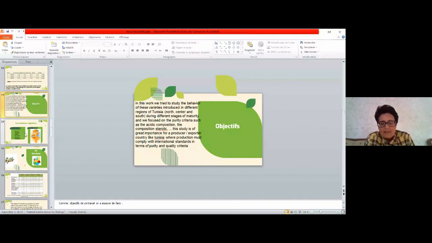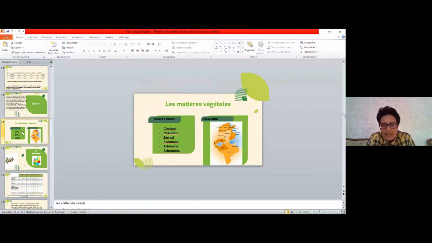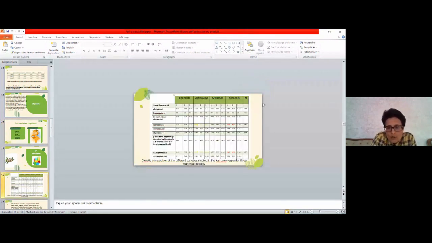We will study, as said, three foreign varieties, Koroneiki, Arbosana, and Arbequina, which will be compared with the best-known local varieties: Chetoui in the north, Chemlali in the center, and Zarazi in the south. We have determined the sterol composition of these varieties, Chemlali, Arbequina, Arbosana, and Koroneiki, in the center of our country, and we have found that the results for the center region show that the stage of maturity has no significant effect on the percentage of sterols in the oil.